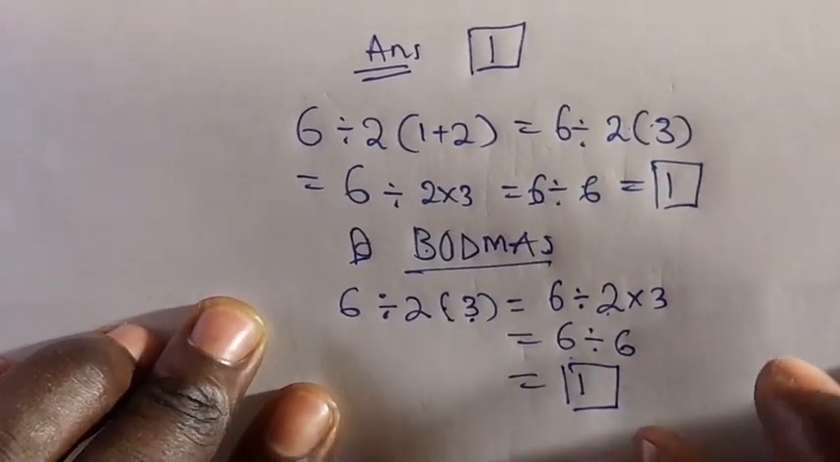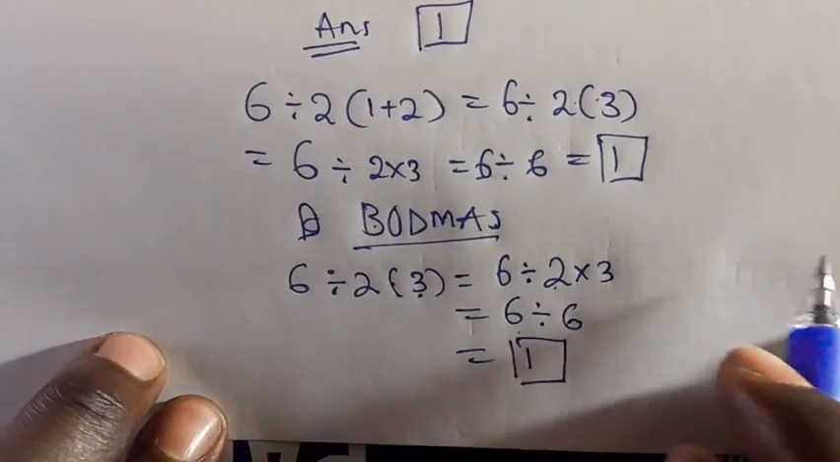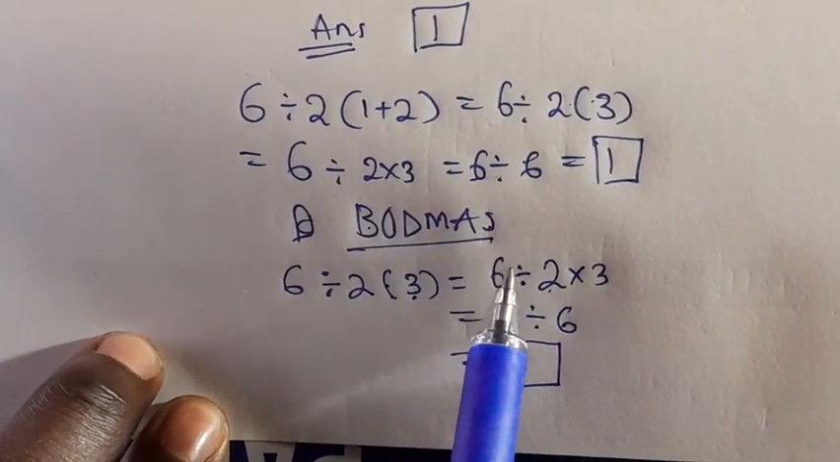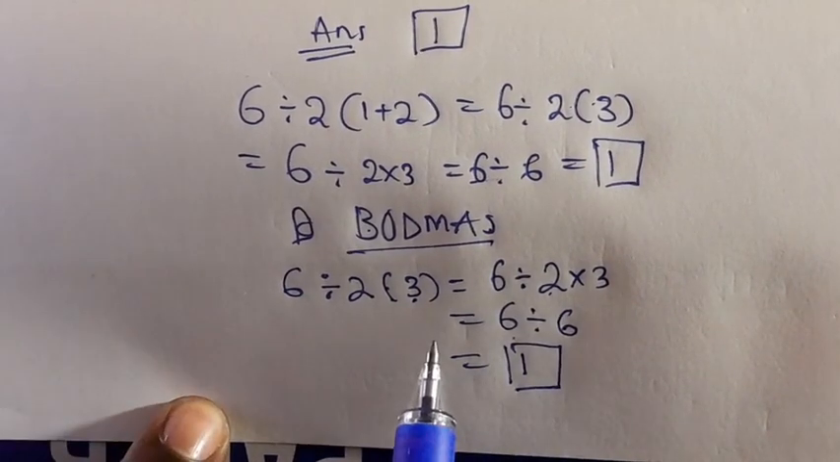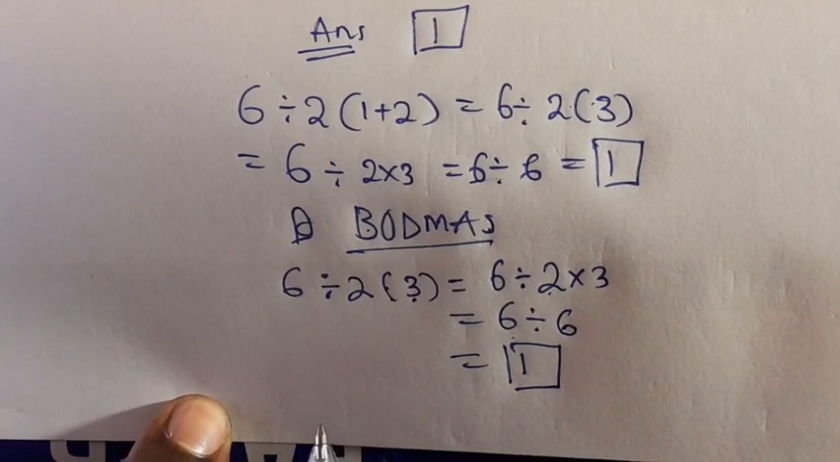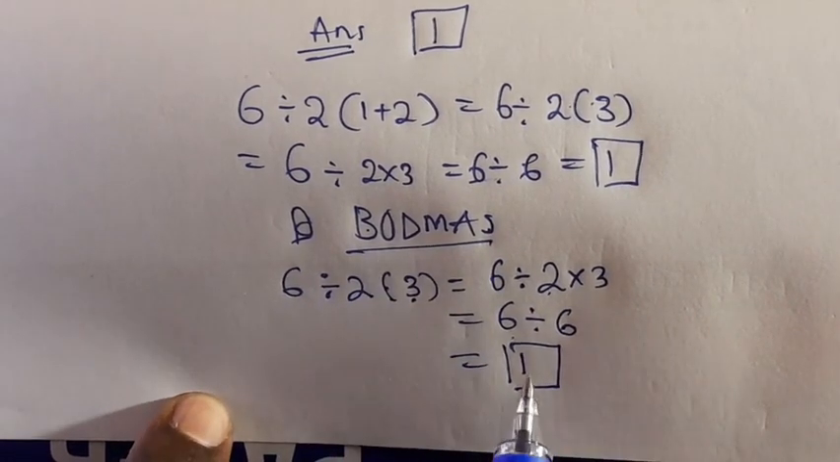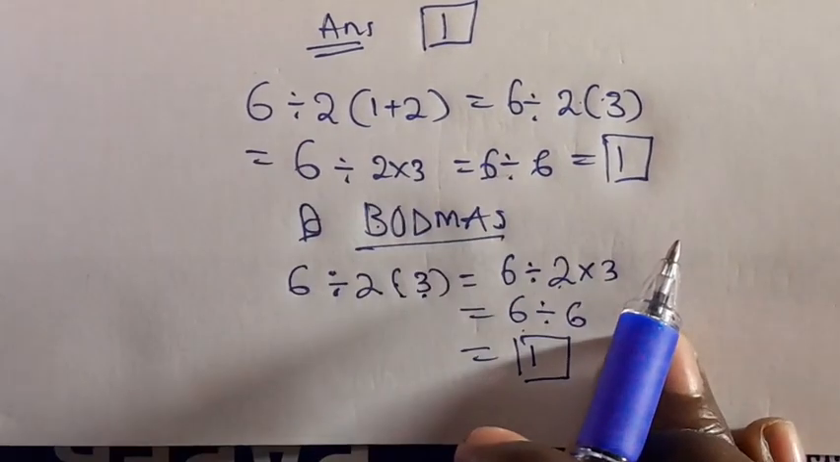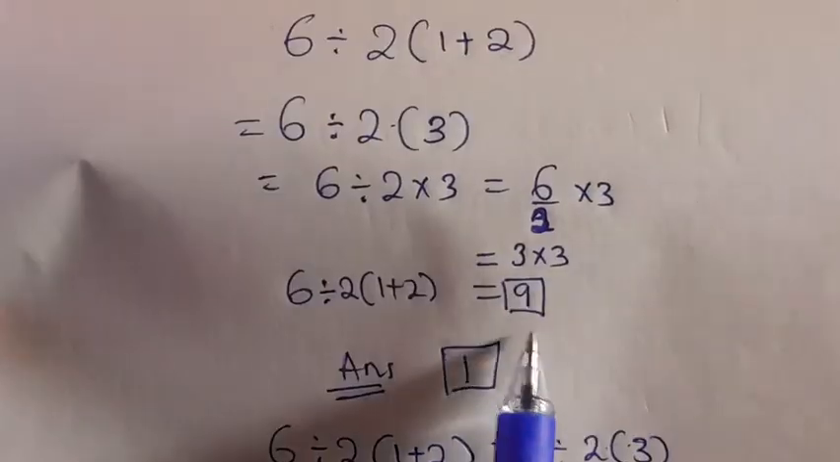So I suggest that the BODMAS is correct along with some scientific calculators. Because for the BODMAS, we have answer to be equals 1. And for the PEMDAS and BIDMAS, we have answer to be equals 9.